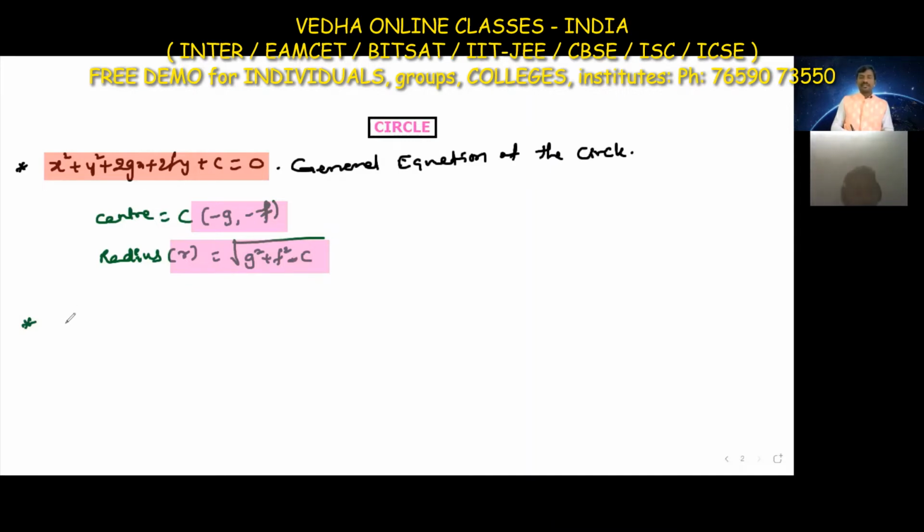Here, if you take the properties of this circle, x square plus y square plus 2gx plus 2fy plus c is equal to 0, the general equation of the circle, what are the features of this circle? Okay, a few features. So first thing is, it is a second degree equation in both x and y.